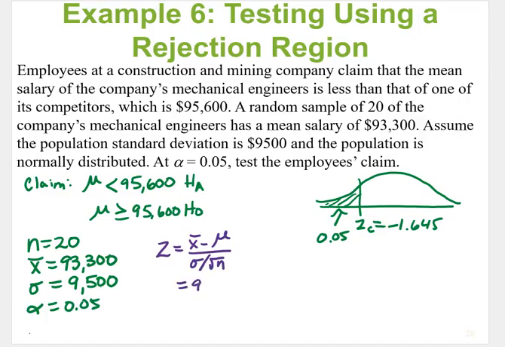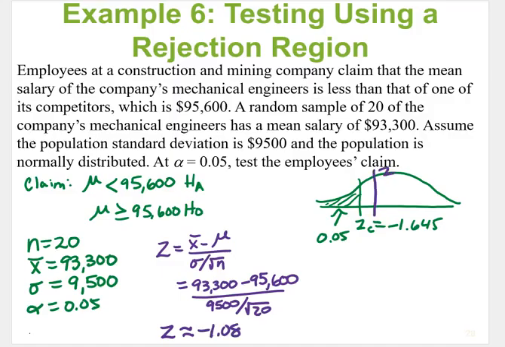So our x bar is 93,300 minus the mu, which was 95,600, divided by the standard deviation, which is 9,500, which is also then divided by the square root of n. So my test statistic turns out to be, when I put that on my calculator, negative 1.08. It would be right here. My z would be negative 1.08.